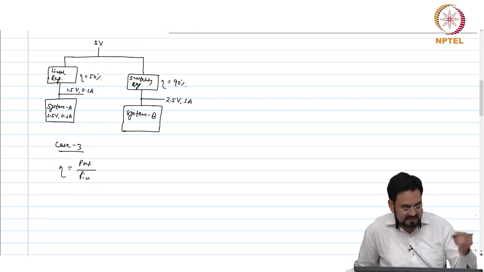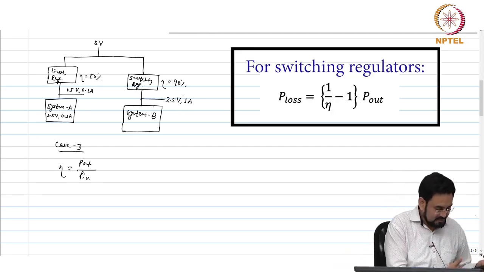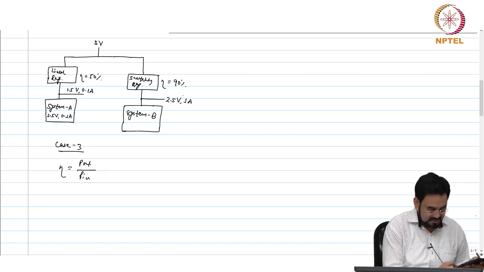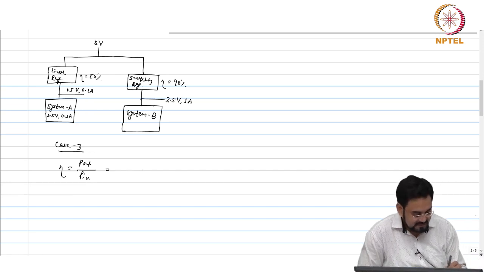Okay. Now, let us calculate the efficiency again. So, what will be the loss in 90%? So, loss will be roughly 0.277. So 2.5 plus 0.277 plus 0.3. So 3.077.